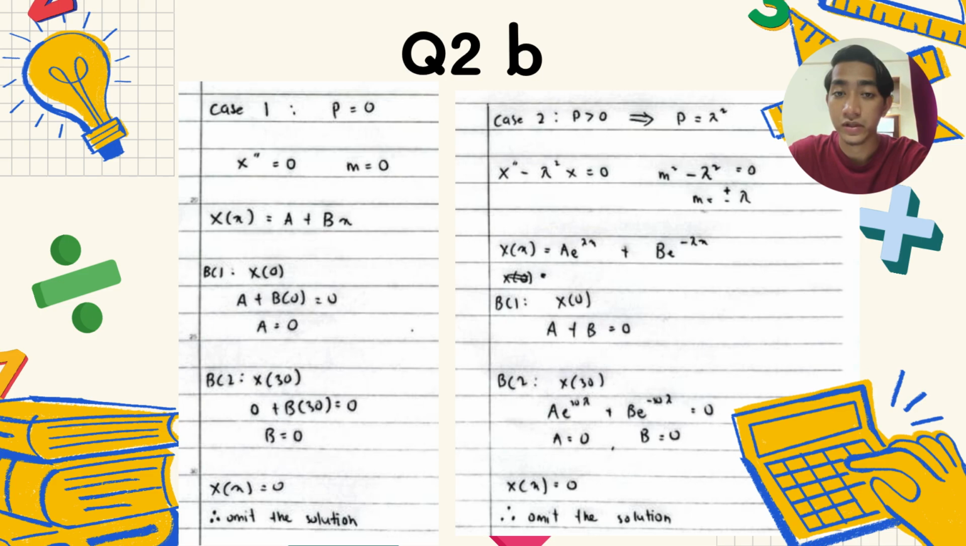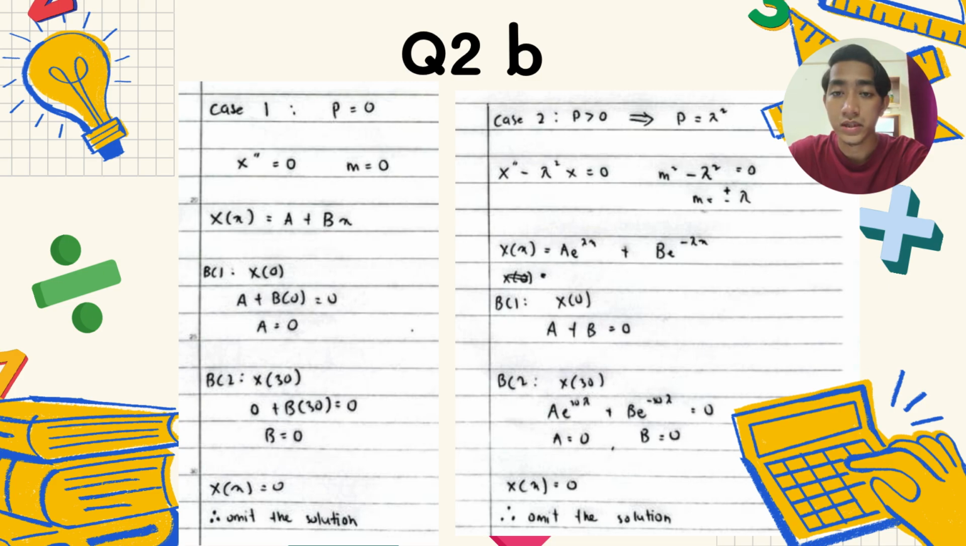Next, we will examine the possible cases. For case 1, we let p equal 0. So the equation becomes X'' = 0, and we will use the solution X(x) = a + bx. So we apply the boundary condition X(0) = 0, we will get a = 0. We apply X(30) = 0, we will get b = 0. So we will get X(x) = 0, so we will omit the solution.